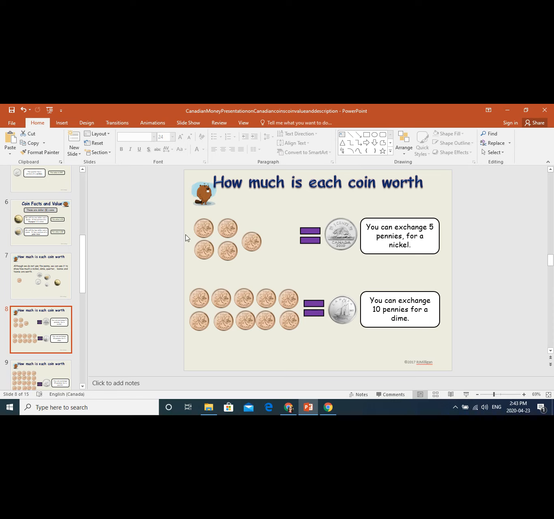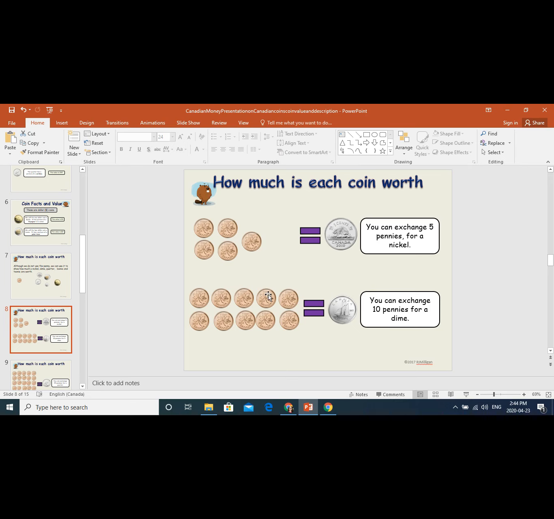So you can see here that we have 1, 2, 3, 4, 5 pennies. Now we know pennies are worth 1 cent each, which means that 5 of these pennies equals 5 cents. Do you remember what other coin is worth 5 cents? A nickel is worth 5 cents. So here it says you can exchange 5 pennies for a nickel. So in other words, 5 pennies is the same, this is the equal sign to show that it's the same as a nickel.